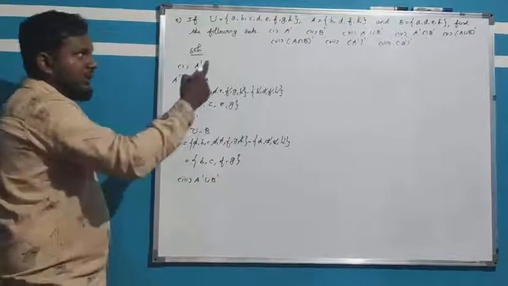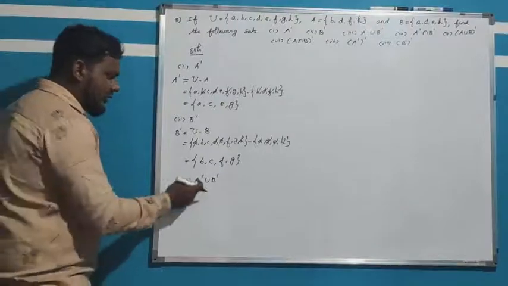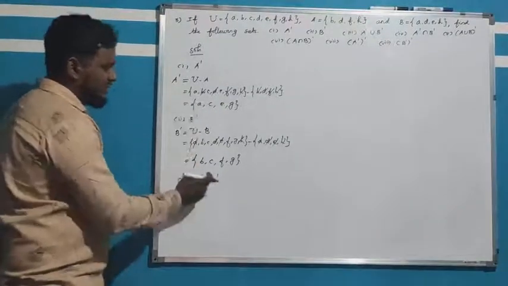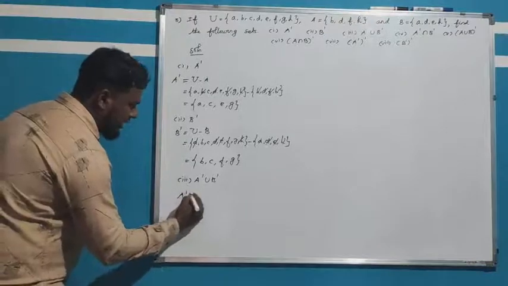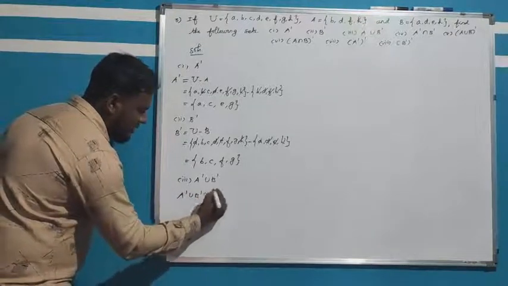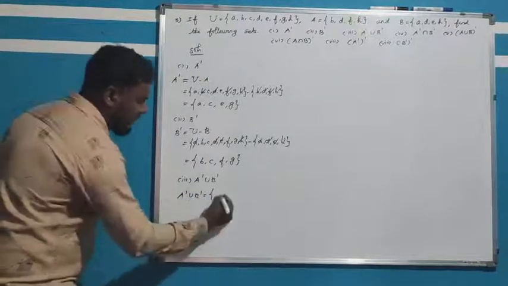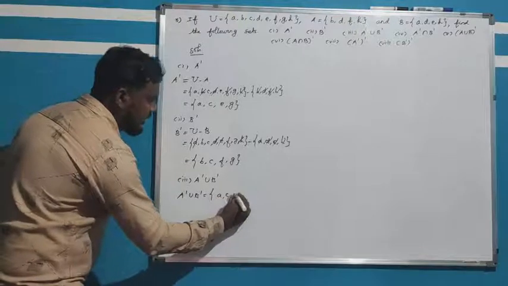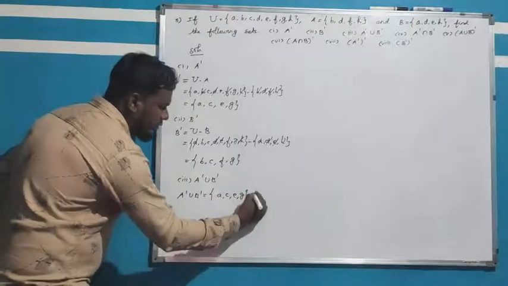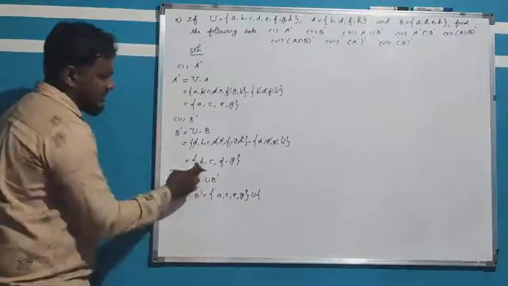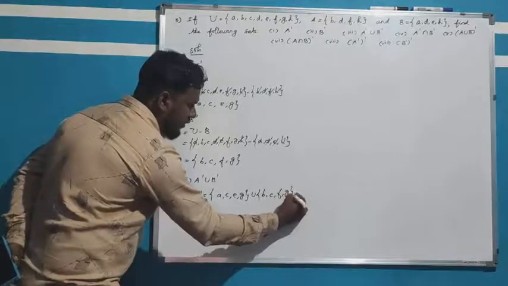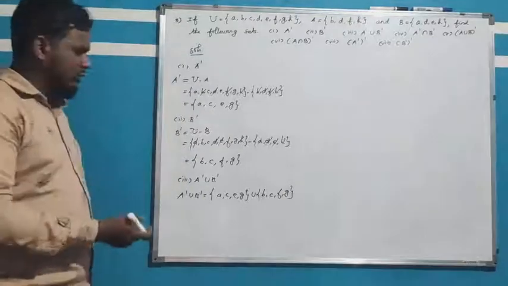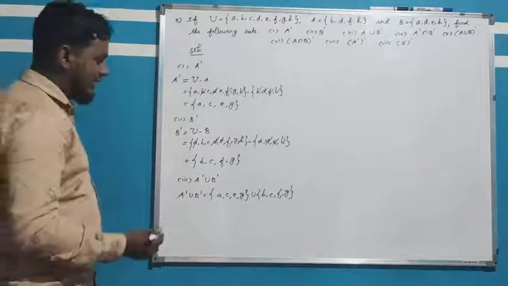A dash union B dash. First we already know what is A dash and what is B dash, so directly we can substitute. A dash union B dash equals A dash, which is A, C, E, G, union B dash, which is B, C, F, G. Union means it contains all elements.